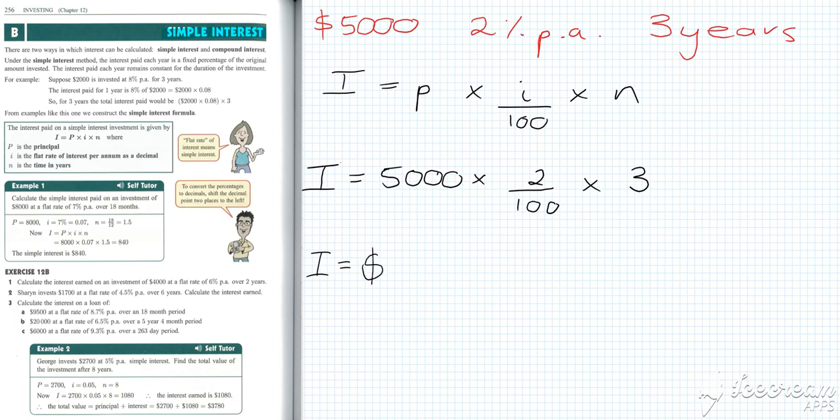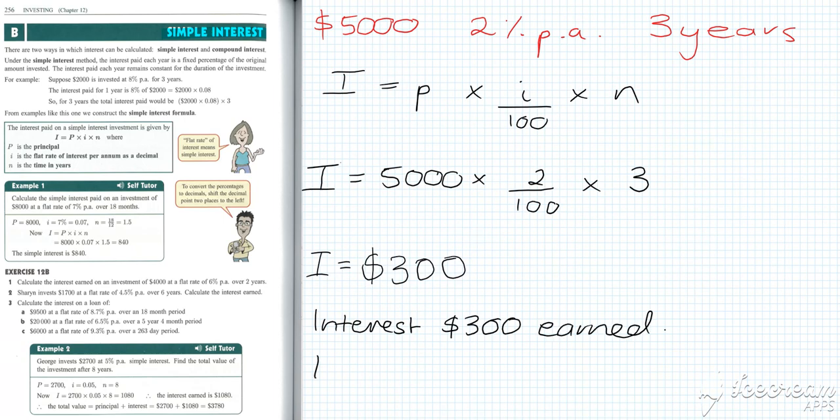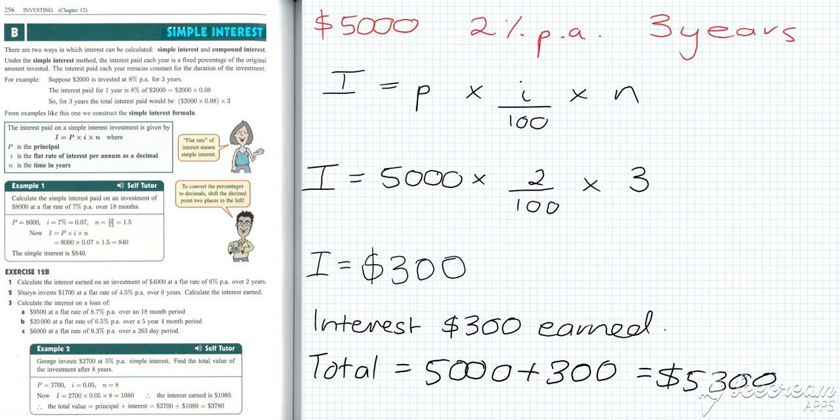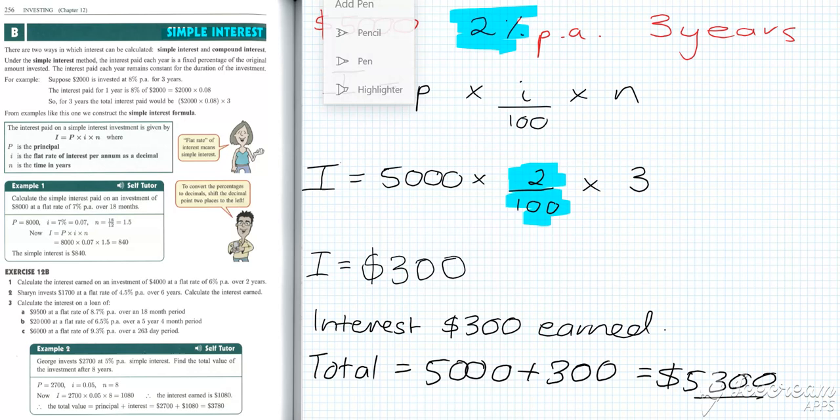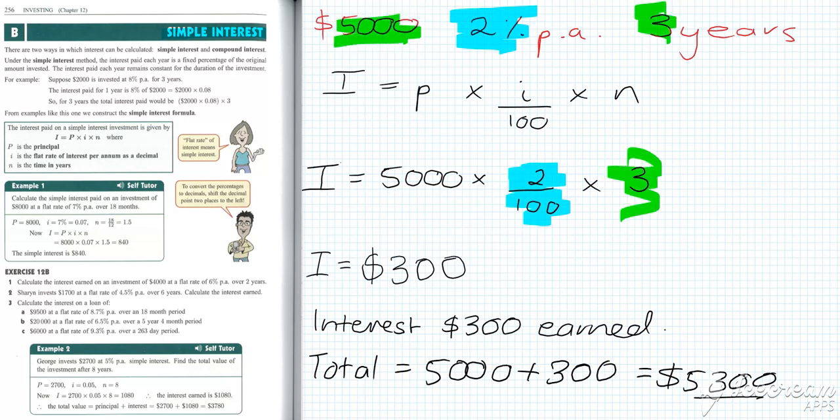So it gives me $300. Nice. So now I have earned $300 just for putting my money in the bank. That means in total, I now have $5,000 plus $300, giving me $5,300 in total. That is our simple interest. You'll notice some key steps here. The percentage went over 100. You'll see that the years were still normal and the money was still normal. That's our steps, the end.